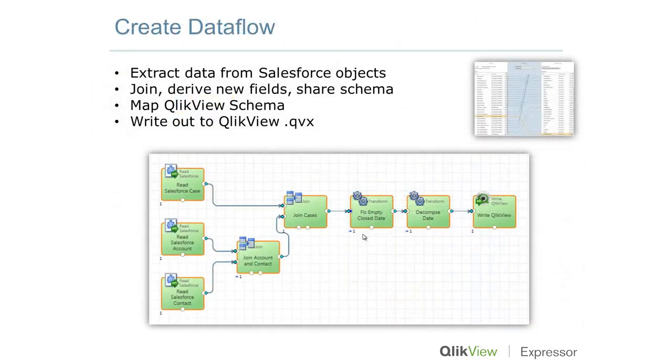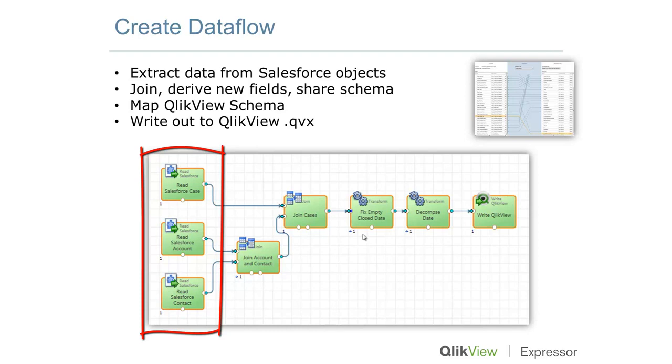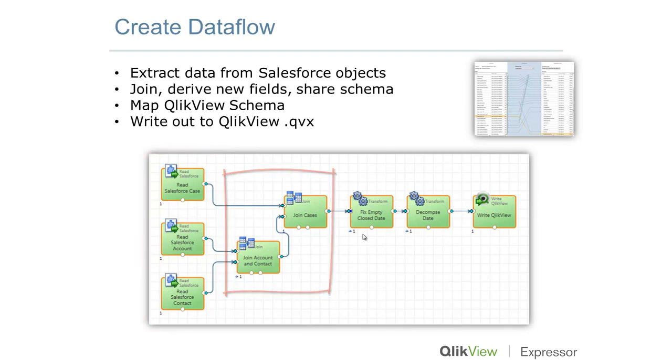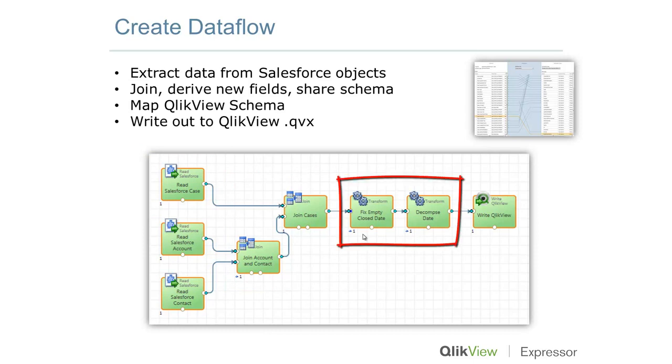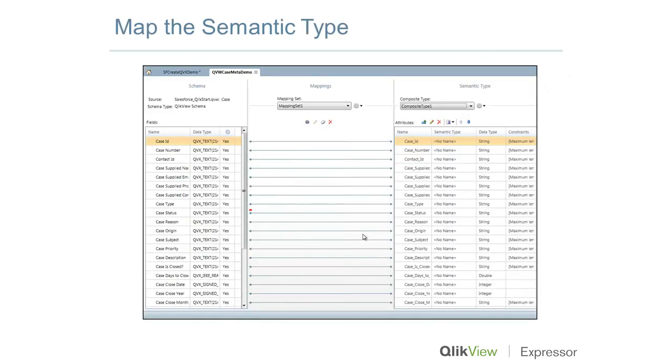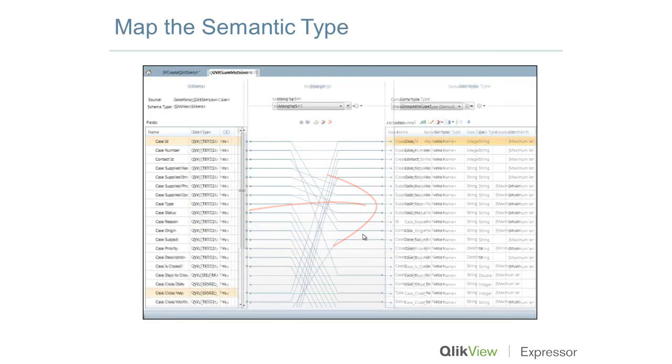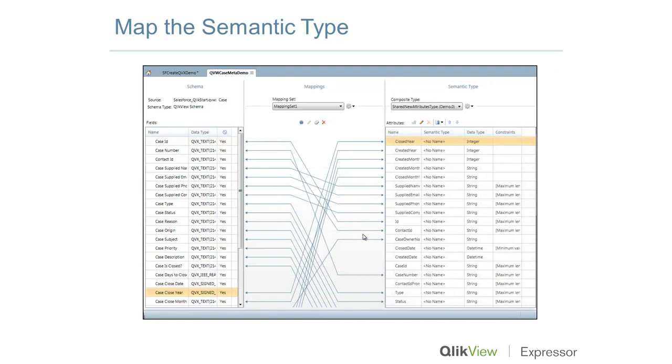I will then create an Expressor data flow using Salesforce read operators to pull records from the case, account, and contact Salesforce objects. I will merge them together and enrich, cleanse, and calculate new fields using the transform operator. I will write the final records to a QlikView file using the QlikView write operator. Now, in order to do this properly, I will need to map the QlikView schema to the Expressor metadata semantic type.